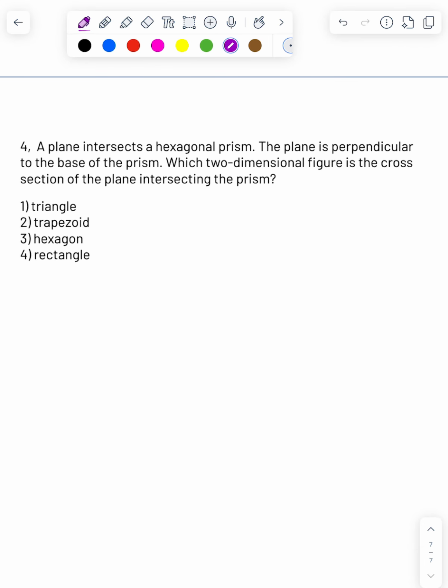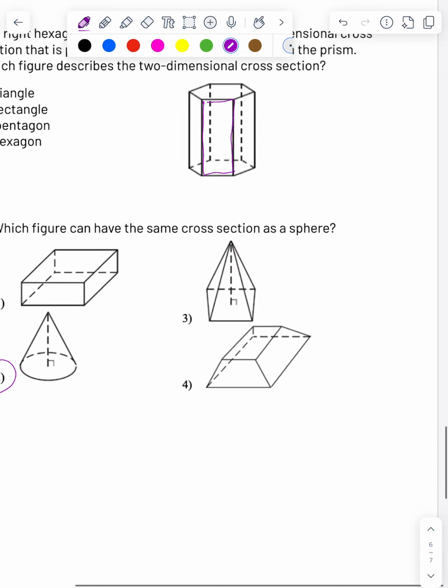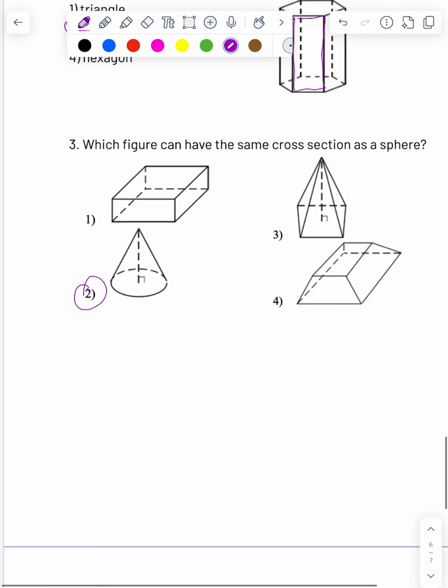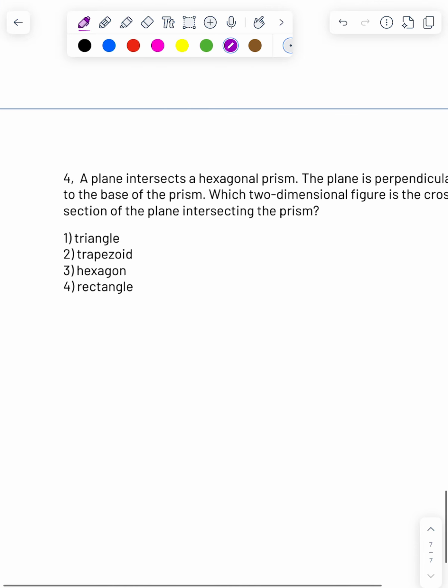Here we have another one about a hexagonal prism, perpendicular to the base. So we have a nice picture of it over here, which would result in the same answer, a rectangle. If it was parallel to the base, once again, it would have been a hexagon.